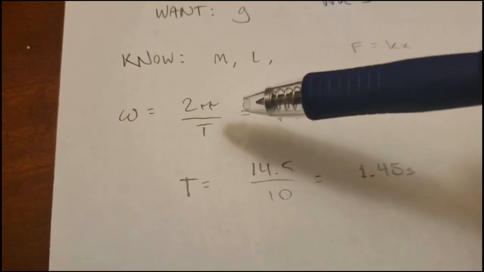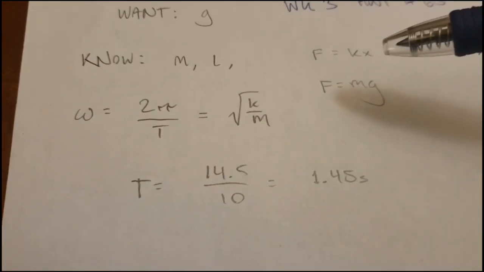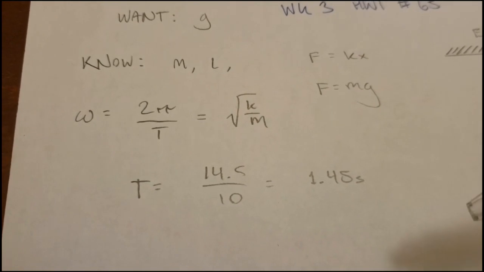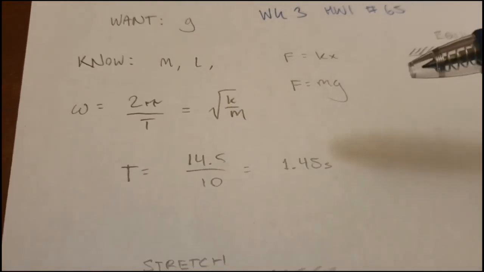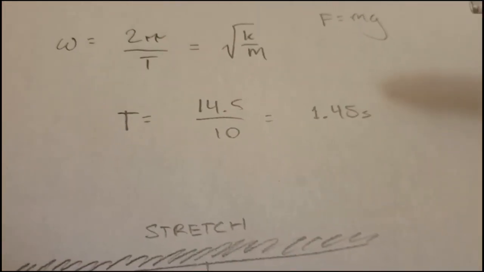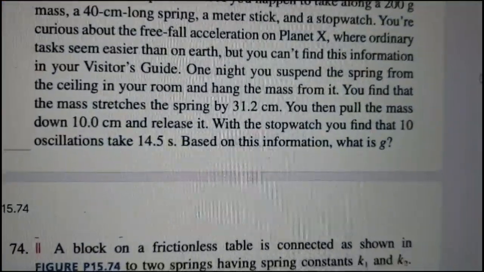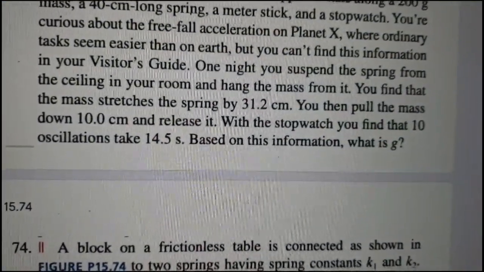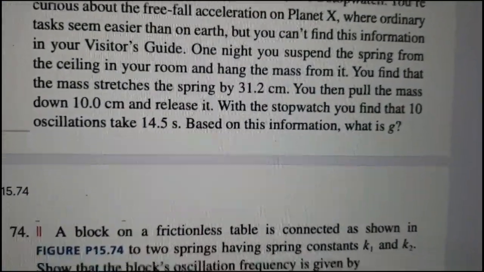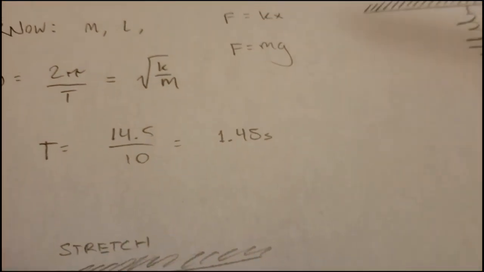We also know omega, or angular frequency, is equal to 2 pi over T, and it is also equal to the square root of the stiffness, the spring constant, over mass. Also, period is worth noting. In the problem, we're actually given period somewhat, but it's given in kind of a convoluted way. It tells us that 10 oscillations takes 14.5 seconds, but we know that period is the time it takes to make one oscillation. So we're just going to divide 14.5 by 10 and we'll get a period of 1.45 seconds.